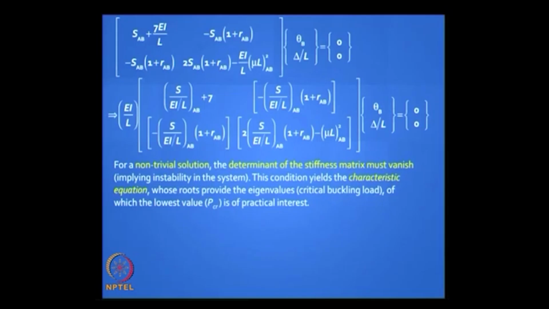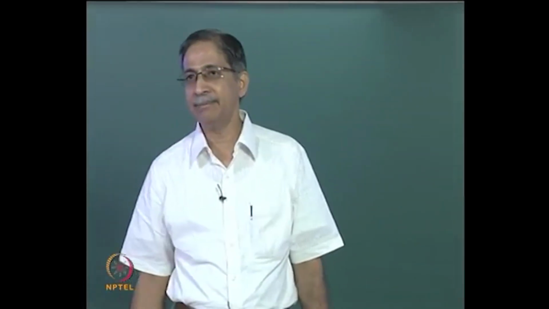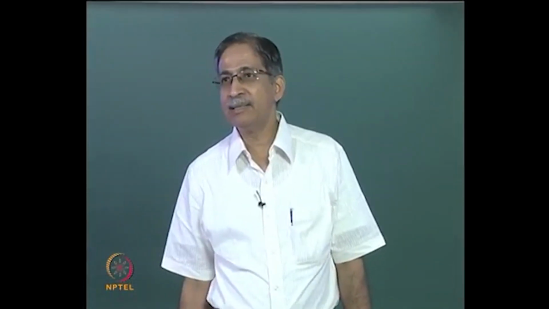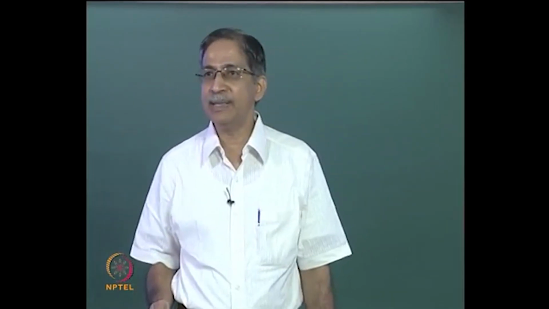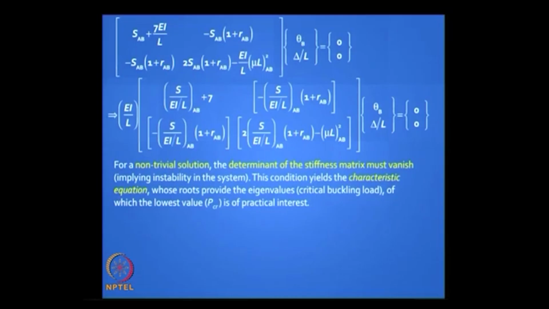So for a non-trivial solution, the determinant of the stiffness matrix must vanish. Remember, that is when there is no flexural stiffness left in that structure. It is going to just go on yielding, go on buckling. So this gives you instability, and this condition gives you the characteristic equation, and the solution of that, the lowest eigenvalue of that, is what we look for.